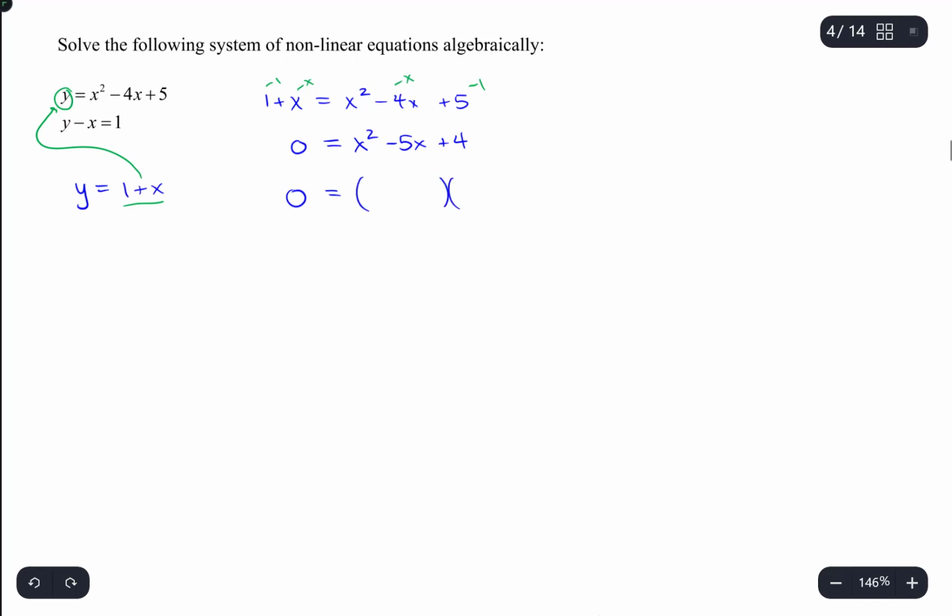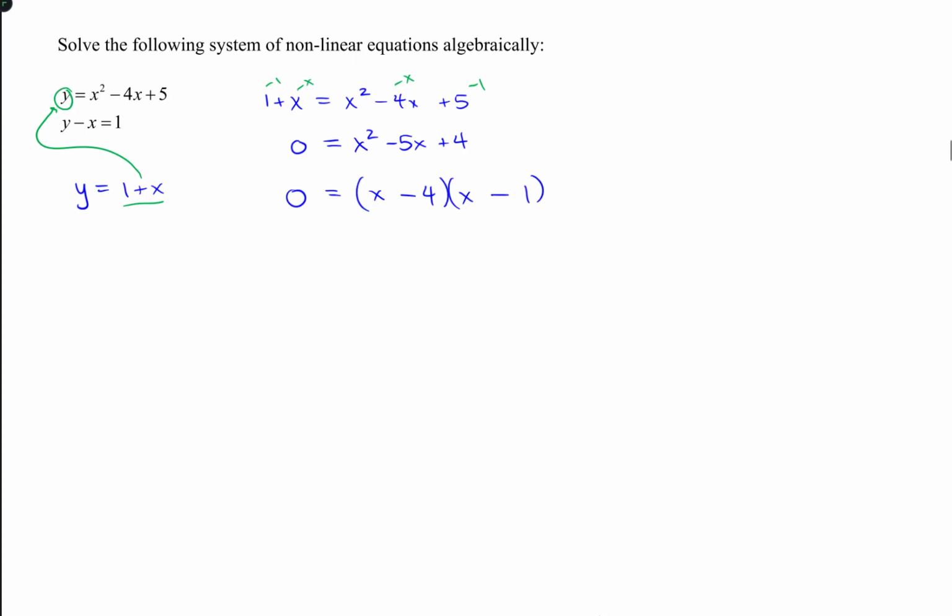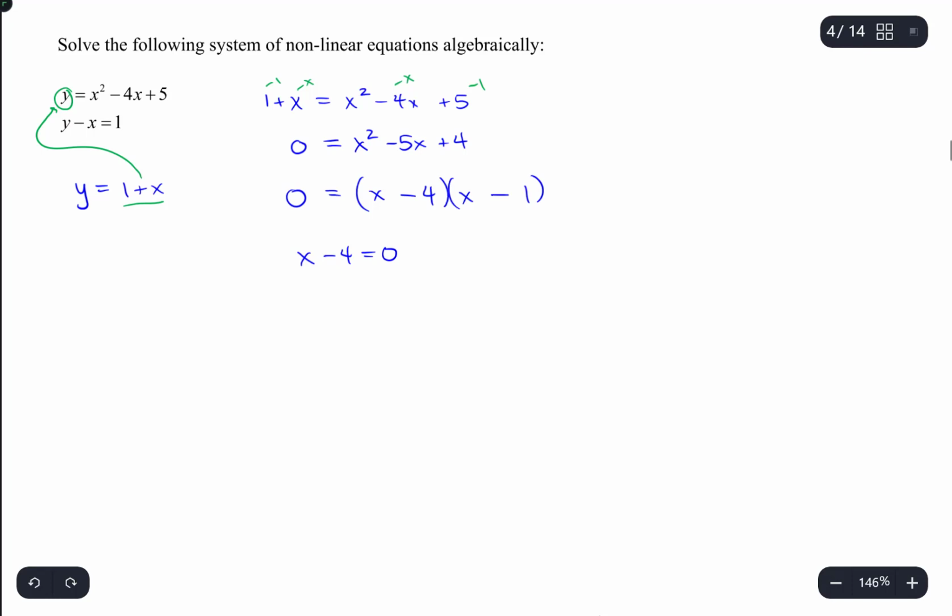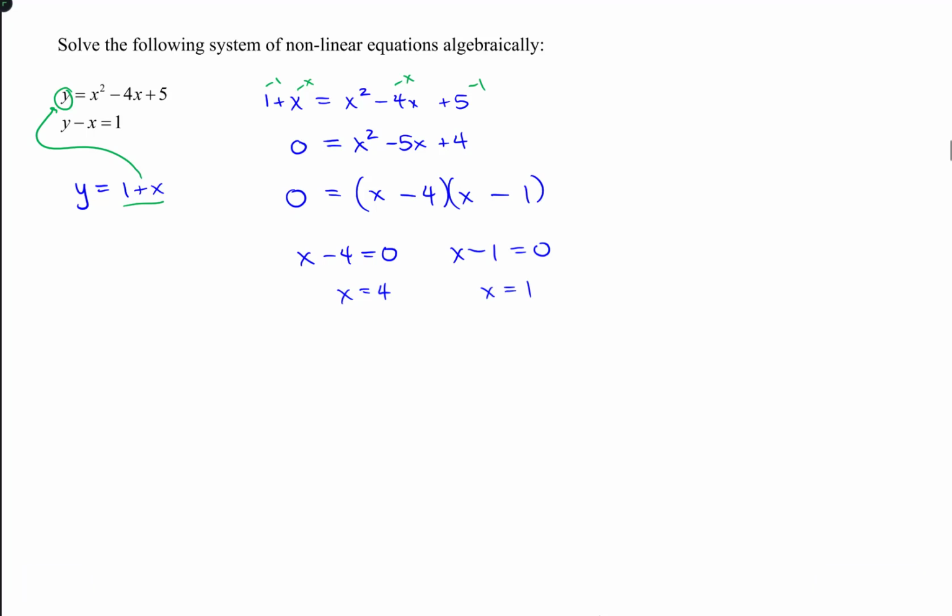Next, I will see if this will factor. So x and x are the only things that will multiply to x squared. For 4, I could use 4 and 1 because I know that those could also add to 5 if they both happen to be negative. So what that means is I have the solution that comes from the factor x minus 4 equals 0 and x minus 1 equals 0. So that tells me x equals 4 and x equals 1 are the x coordinates of my two solutions.